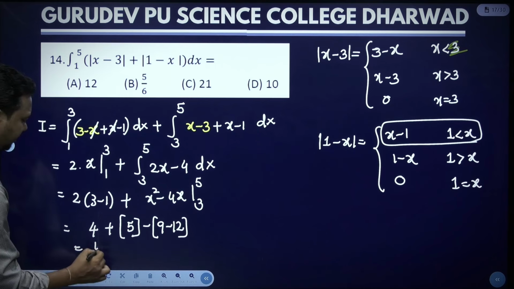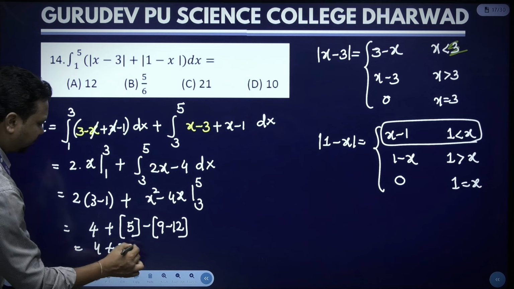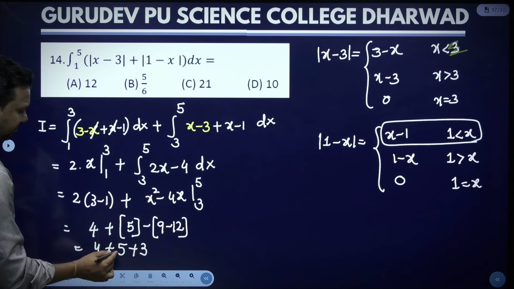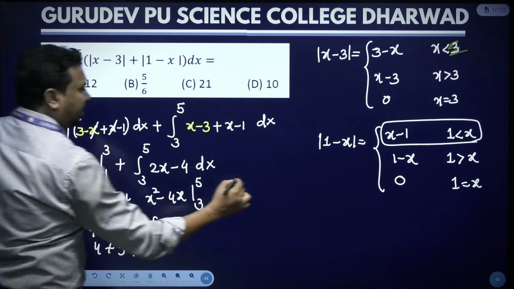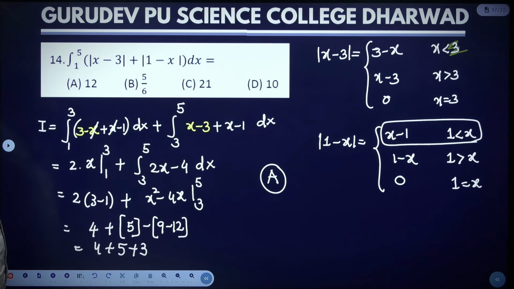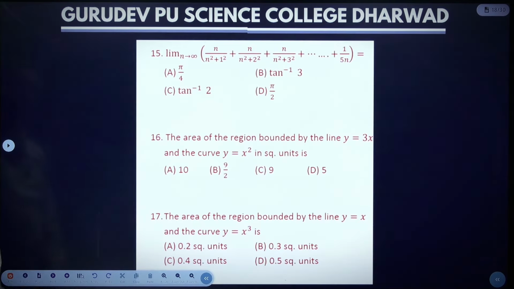So hence we get 4 plus 5 plus 9 minus 12, which is minus 3, minus into minus is plus 3. 4 plus 5 is 9, 9 plus 3 is 12. Hence, option A is the right answer. Option A is the right answer. Clear? I hope you understood. Let's go for the next one.